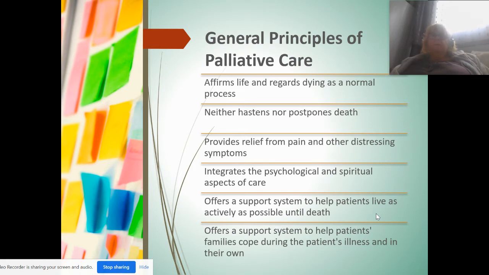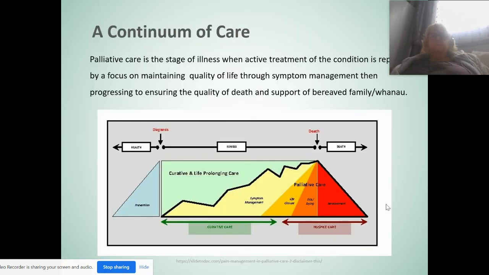So it's about putting support systems in place for them, things like grief counselling and getting social workers involved, and letting the patients do things, letting the patients' families do things for the patient. So this is our continuum of care.